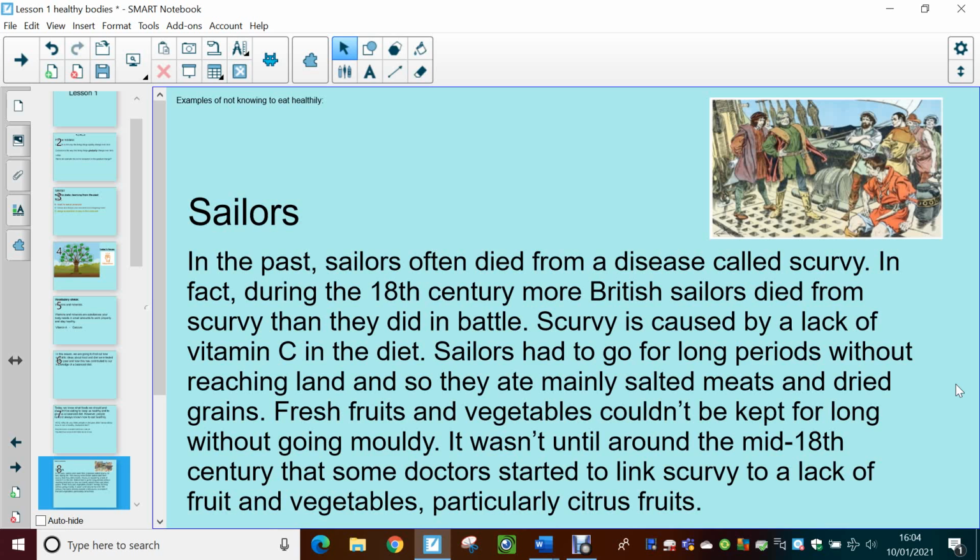Sailors had to go for long periods without reaching land, and so they ate mainly salted meats and dried grains. Fresh fruits and vegetables couldn't be kept for long enough without going mouldy on the ships. And it wasn't until around the mid-18th century that some doctors started to link scurvy to a lack of fruit and vegetables, particularly citrus fruits such as lemon and lime.